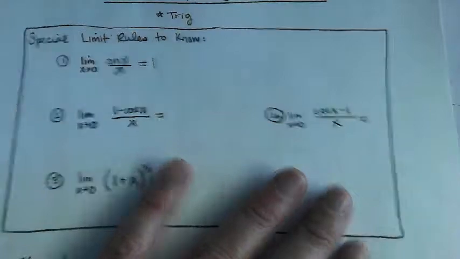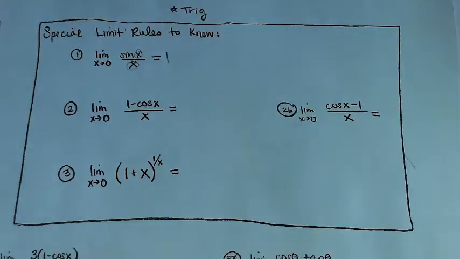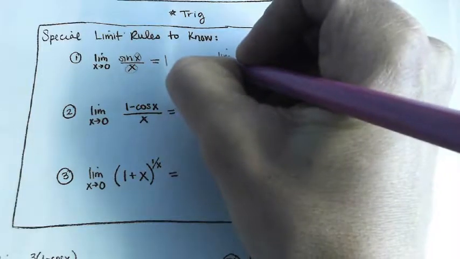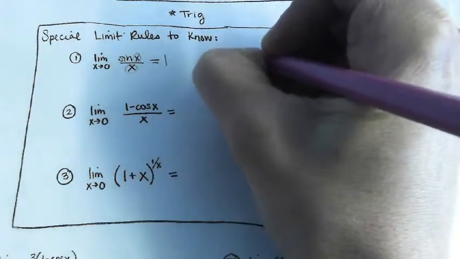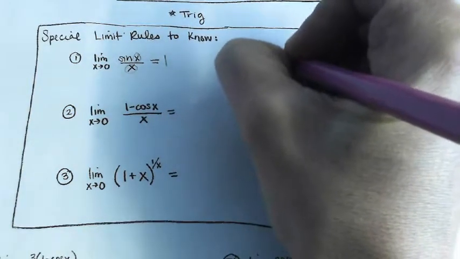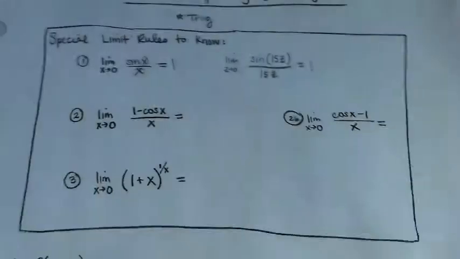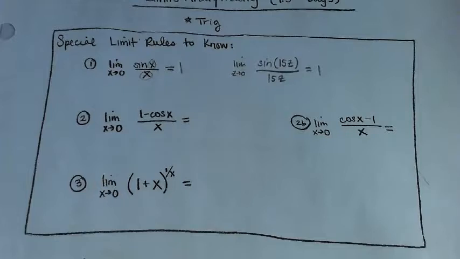Josh, what's your question? Okay. If that's helpful for you, the limit as z approaches 0 of the sine of 15z over 15z would also equal 1. So whatever you're taking the sine of, if it's over that as well and you're asking for the limit, it's going to be 1.